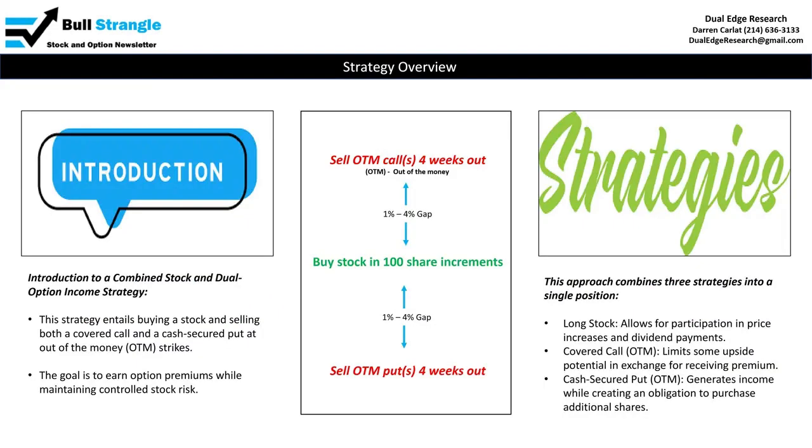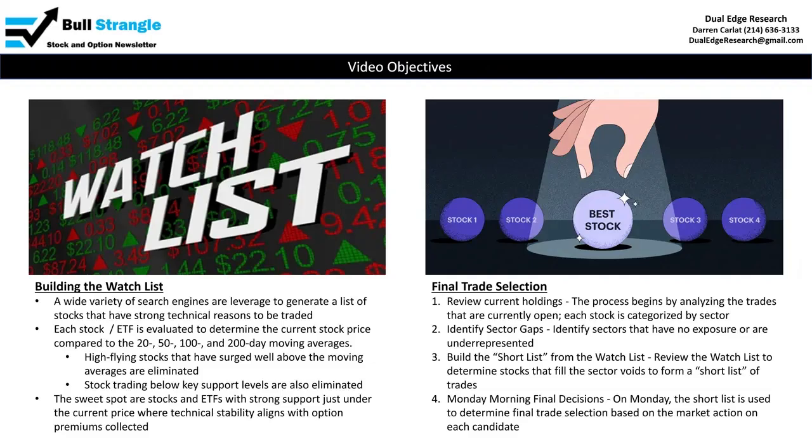Our core strategy combines stock ownership with dual option income generation. We'll buy stocks and sell both covered calls and cash-secured puts at out-of-the-money strikes to maximize premium income while maintaining controlled risk. This video provides a step-by-step process to demonstrate how the newsletter watch list is developed and how the watch list is combined with the current holdings to determine a short list of stocks and ETFs that will be the focus for trade execution once the market opens on Monday.